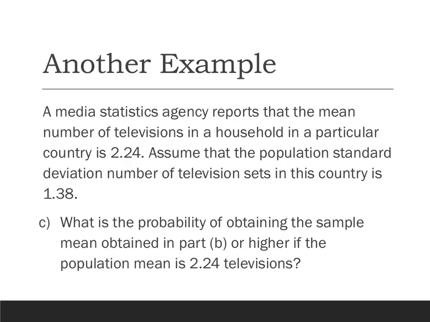All right, so final part of this question, part C. We're looking for a probability. Now, again, we've got a population where we know the mean number of televisions per household is 2.24, and the standard deviation is 1.38. In order for us to be able to find a probability like it's wanting us to do, since we don't know anything about the shape of the population, we've got to make sure that we have a sample size that's big enough. And fortunately, in part B, we had a sample size of 40.